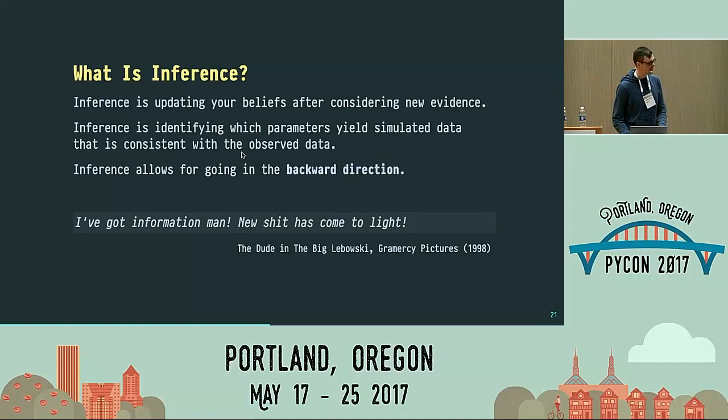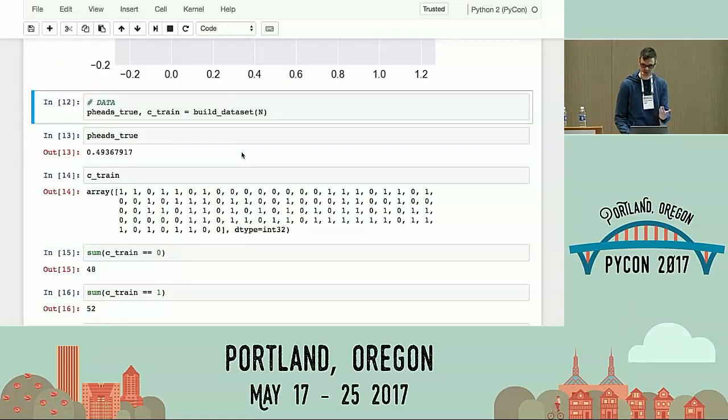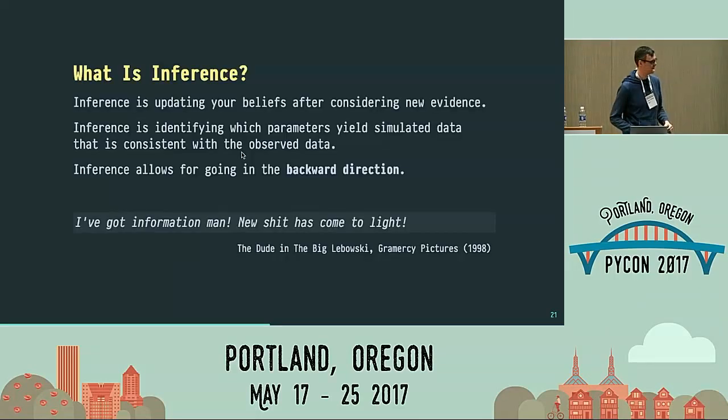So inference is identifying which coin fairnesses yield simulated data that is consistent with this observed data. And again, the observations were also not simulated, but this is just to make this easier here. So inference allows you to go in the backwards direction.